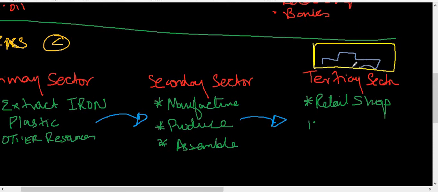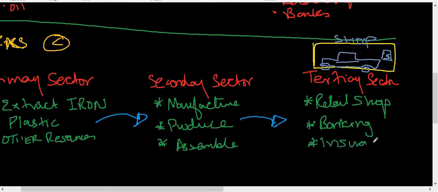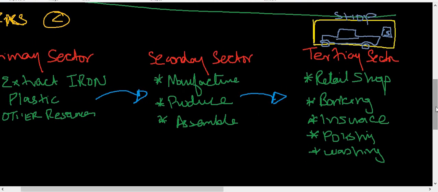I'm sure Lexus makes a better car than what I do. That's a car, a shop where they're selling the car. Or maybe banking services, they're giving you a loan to buy a car. Or maybe insurance, they would help you insure your car. Or maybe different other services, like polishing the car, washing the car. These are all different businesses. They all come under the tertiary sector.